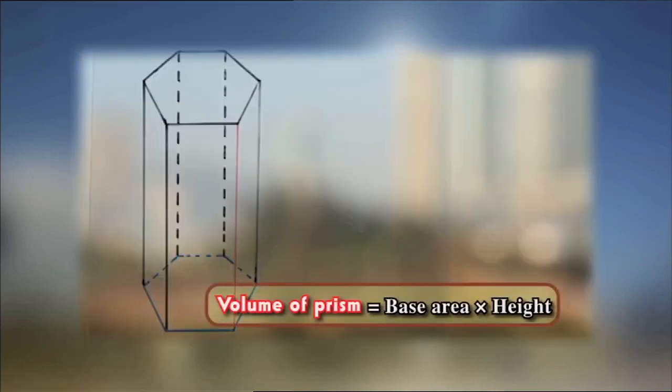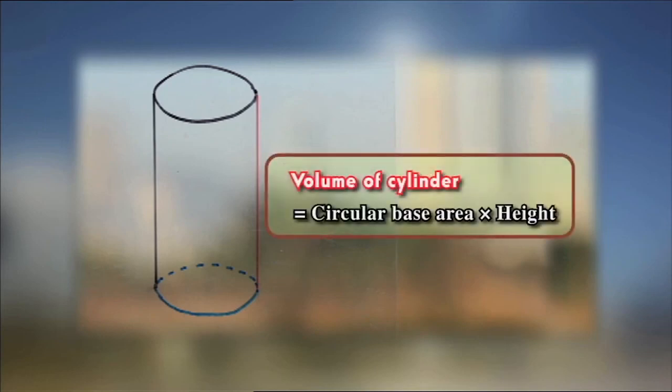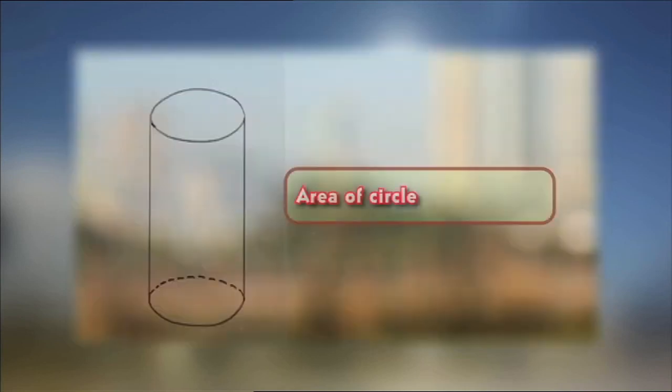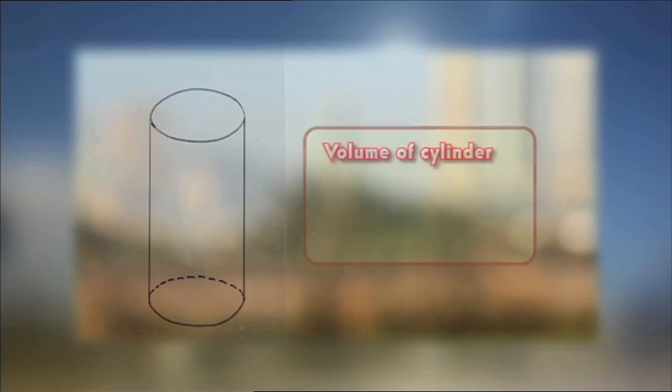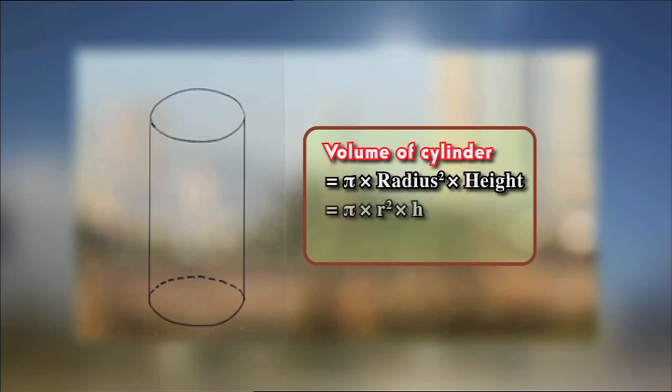We understand that the volume of the prism equals the base area times height. When the volume of the prism approaches the volume of the cylinder, the base area of the prism gets closer to the area of the circle. Therefore, the volume of the cylinder equals the circular base area times height. The base area is the area of a circle, that is pi times radius squared. So the volume of the cylinder equals pi times radius squared times height.